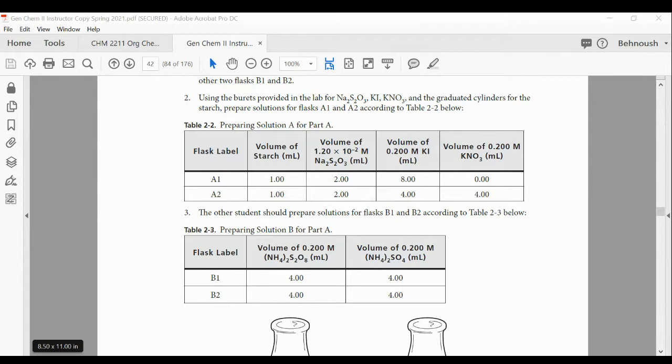1 milliliter of starch, 2 milliliters of S2O3, 8 milliliters of KI, 4 milliliters of S2O8, and 4 milliliters of (NH4)2SO4. You see where that 19 is coming from? 19 is coming from 1 plus 2 plus 8 plus 4 plus 4. This is the 19 milliliters.